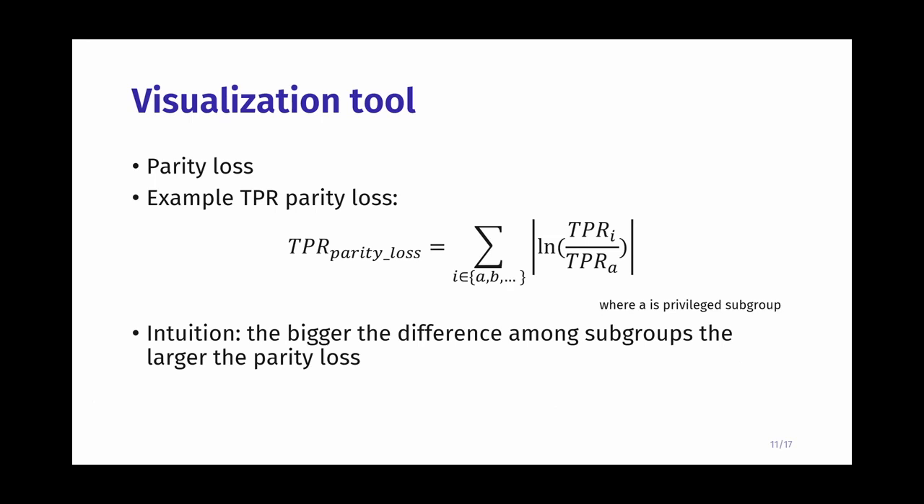And for example, let's take this true positive rate metric. If we would like to calculate the parity loss of this metric, it would be the sum of absolute values of the natural logarithm of the ratio. So let's not get into math, let's get into intuition. The closer the ratio is to one, the smaller the parity loss will be. And this parity loss aggregates all of the metrics for the subgroups into one metric.